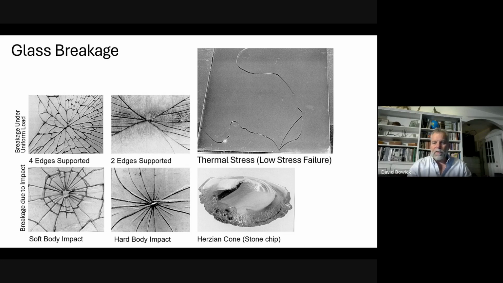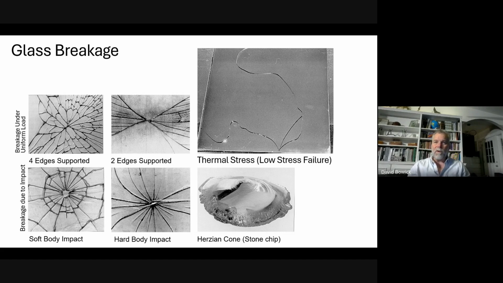The Hertzian cone, you've seen this. So what happens when, here's my glass, a stone hits this side? That's compression, right? You get compression on that side. Compression doesn't break things. Tension breaks things. But that compression here will dislodge a cone of glass on the far side. So you've seen this on the windshield of your car from time to time.